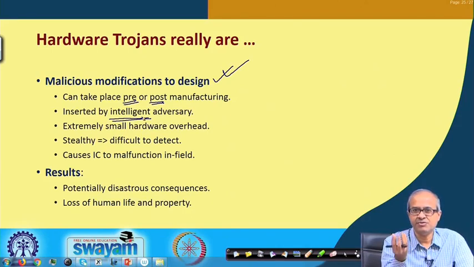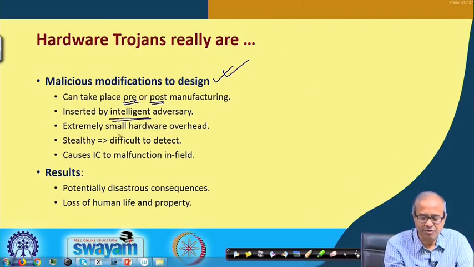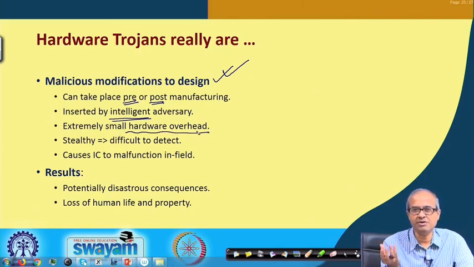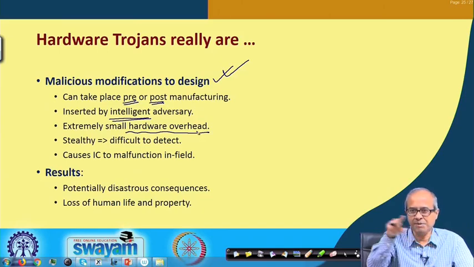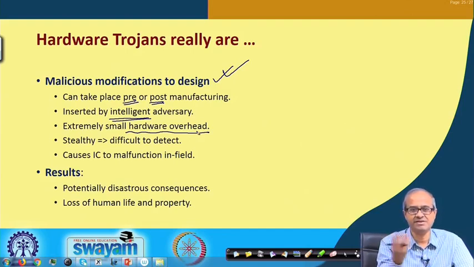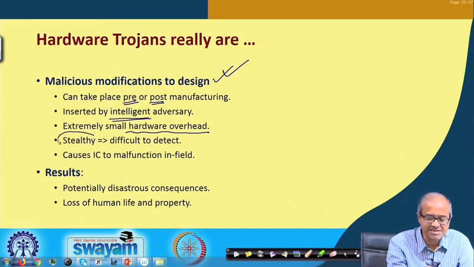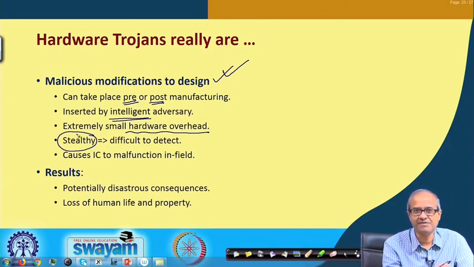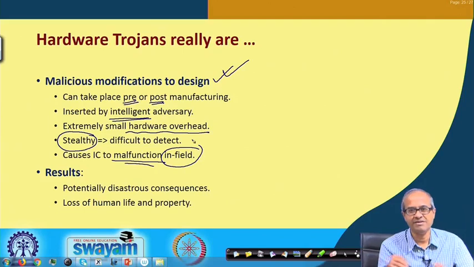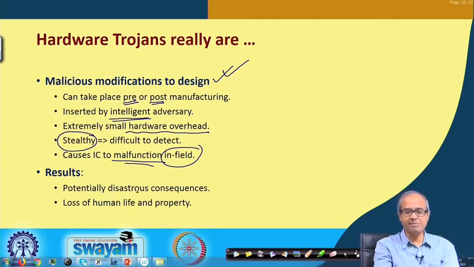And as you can understand, the amount of hardware overhead required to insert a Trojan is very small. Maybe of your entire chip less than 0.1% extra hardware is required to insert that Trojan, maybe even less; 0.1 is a very large number. This is stealthy, meaning it is hiding, you cannot see it, it is very difficult to detect. The IC can malfunction in the field sometime, you do not know when, the time is also unpredictable. Okay. The result can be potentially disastrous.